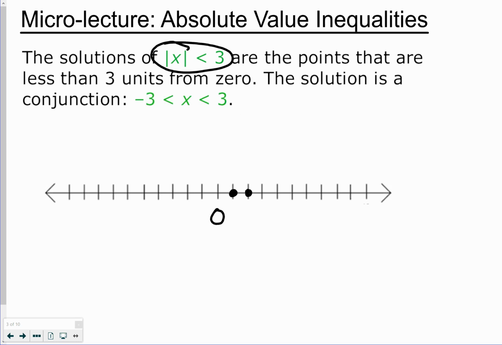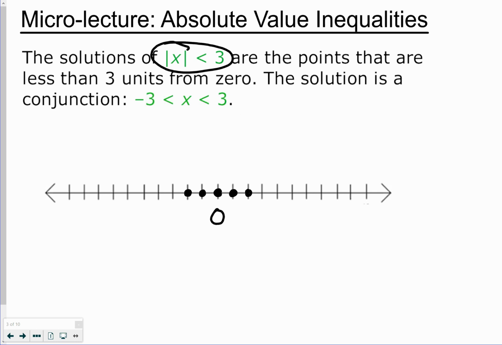Ooh, negative! See, you saw where my brain was going. What if I did negative 2? What's the absolute value of negative 2? It's positive 2. It works. Okay. What about 0? Can I do 0? Yeah. What's the absolute value of 0? It's 0. 0 is less than 3.